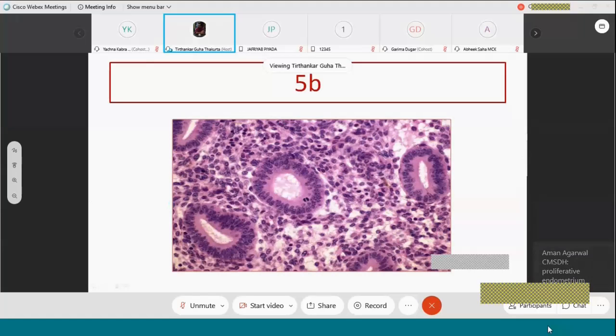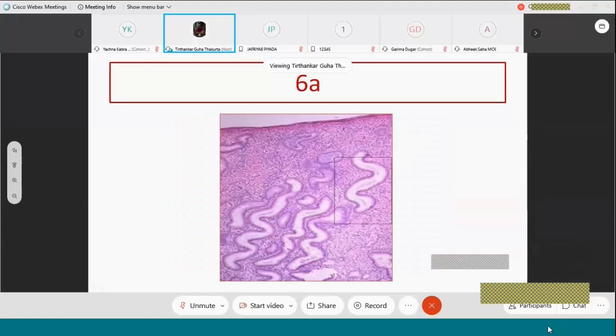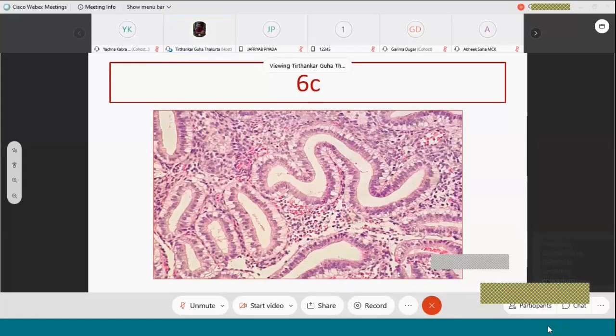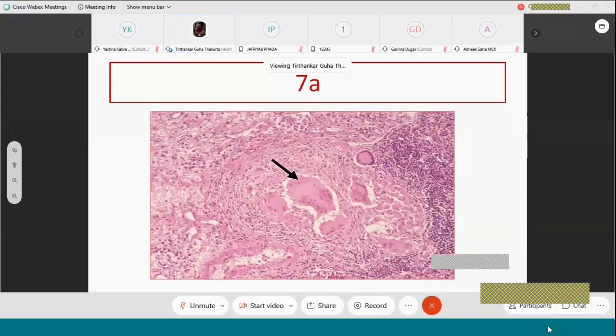What is this slide? Very good. This is secretory endometrium. There are tortuous glands and the stroma is relatively less cellular. So this is secretory endometrium. What is the diagnosis here?